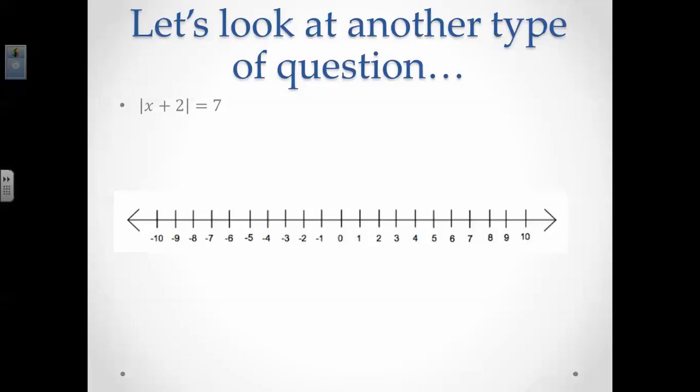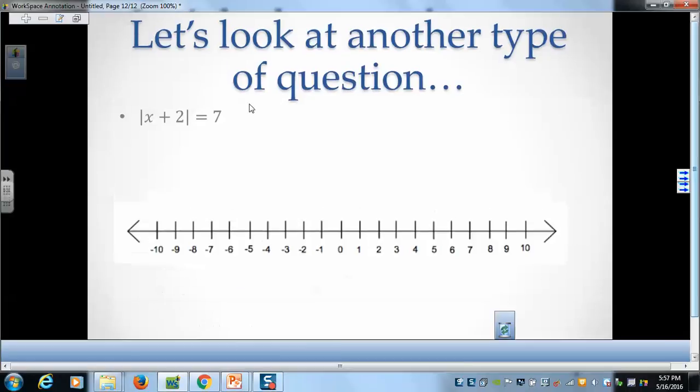We'll go ahead and do this one together. Once again, let's look at our simple case here. The absolute value of x is 7. If this were the case, we know it would be 7 or -7. So I need to get to 7, and I need to get to -7.